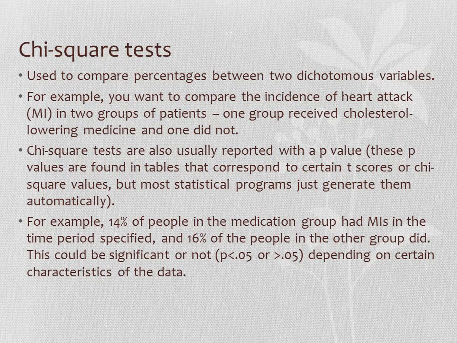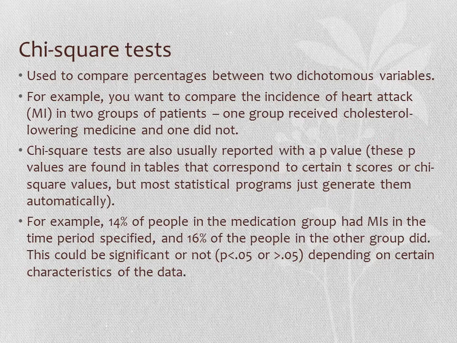So chi-square tests. By the way, I didn't actually calculate a t-test because it's such an enormous pain in the butt to do, but I just wanted to show you the formula. Chi-square tests are used to compare percentages between two dichotomous variables. Dichotomous variables are things like male, female.